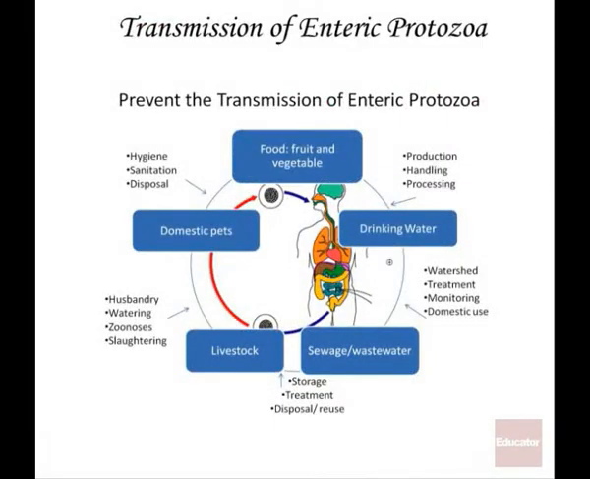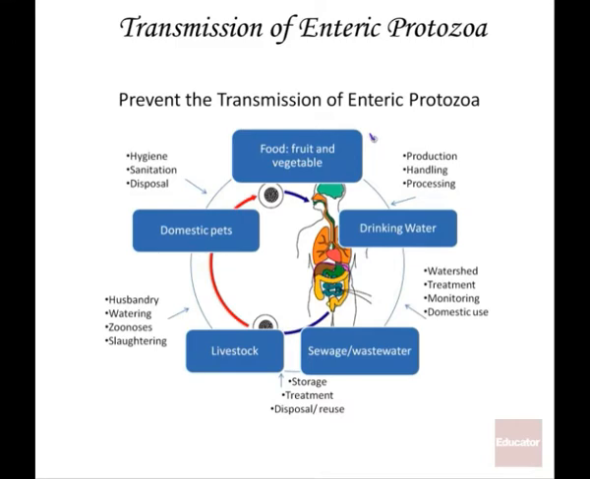So what about enteric protozoa? So remember, there were two types of protozoa. There were the protozoa that live inside the digestive tract, and then there were the protozoa that live in the blood and the tissue. Now, the protozoa living in the digestive tract can become transmitted through ingestion. So in other words, we don't necessarily need a vector to transmit the parasite. So this diagram here shows different ways that we can transmit these enteric protozoa.